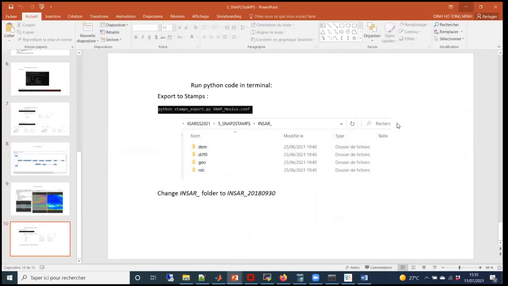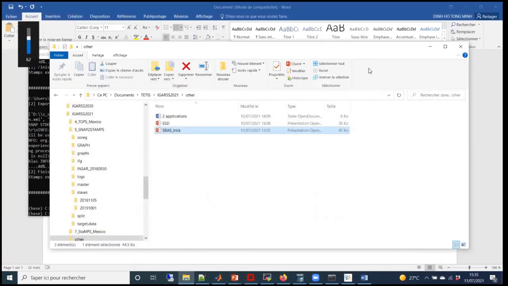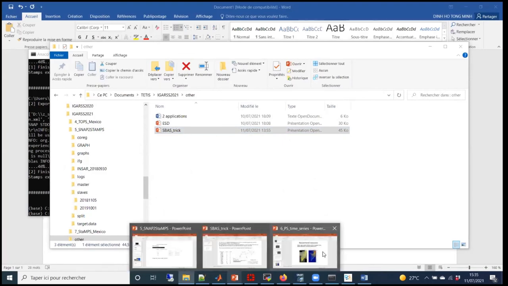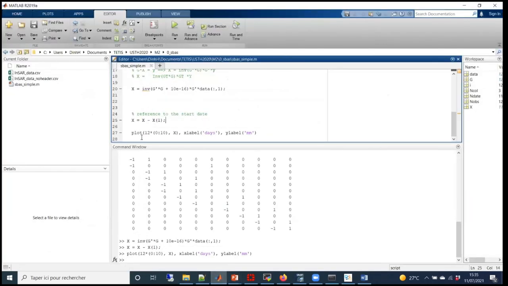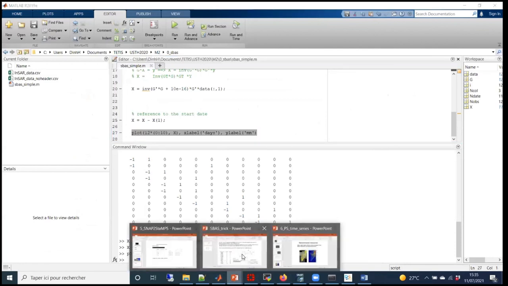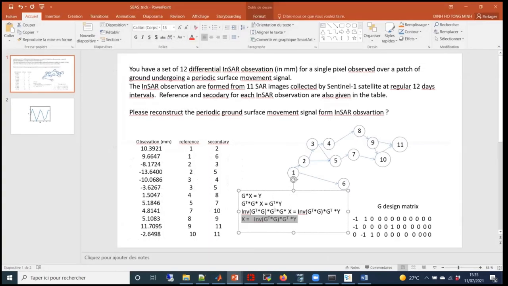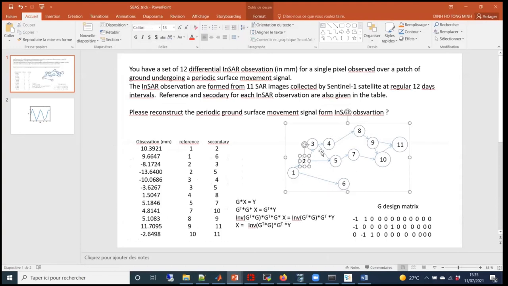Yeah, I have a question. For example, image 2 is seen twice, by image 5 and 3, I guess. Do you mind coming back to the graph in your G design matrix? Yeah, you see, image 2 is connected to image 5 and 3. How is your matrix able to handle that?